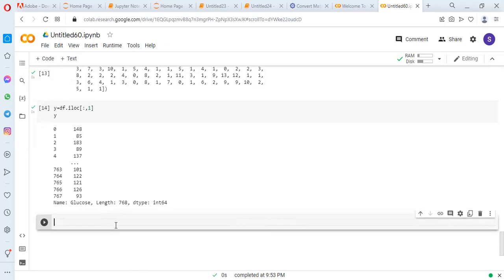So in that respect, I have to use from sklearn.model_selection import train_test_split, right?